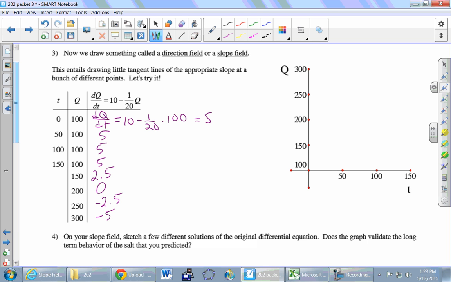We're going to draw a little tangent line whose slope is 5. So maybe something like that. The slope of that guy is 5. And then we move to the point 50, 100, and we draw another tangent line with the same slope because it's also a 5 in that next row. So I think we've got all of these parallel little tangent lines here.